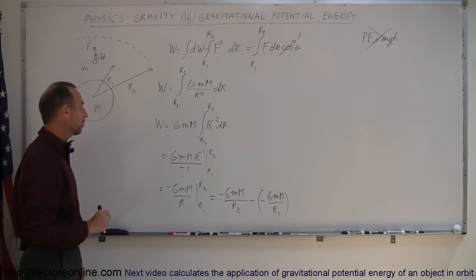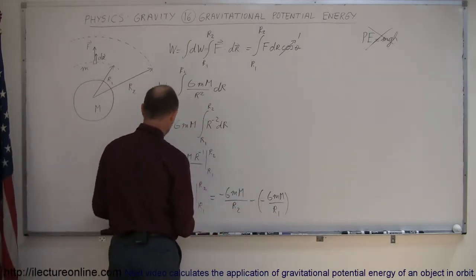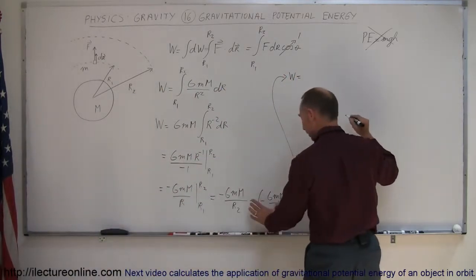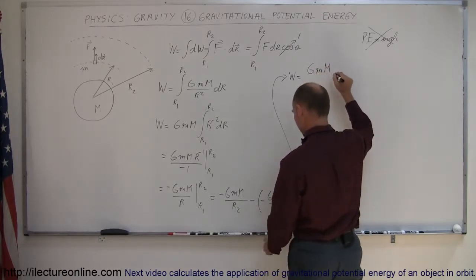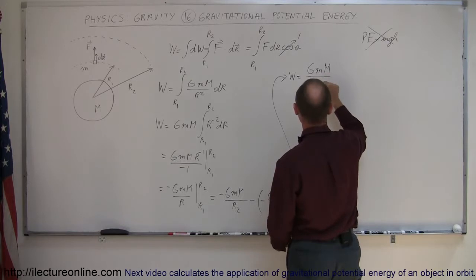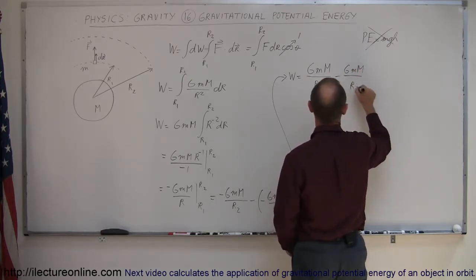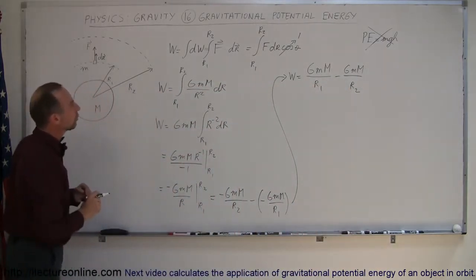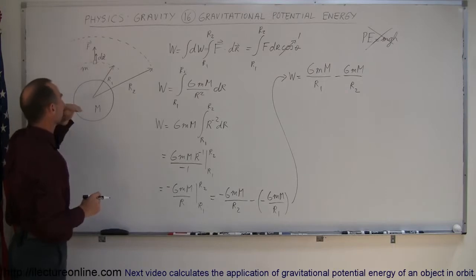Now, since one is positive and one is negative, because this minus times this minus makes that a positive, I can say that the work done is equal to, I'm going to write this one first, GmM over r1 minus GmM over r2. All right. So the work done looks like it's going to be equal to the potential energy at this location minus the potential energy at that location. That would be the work done.